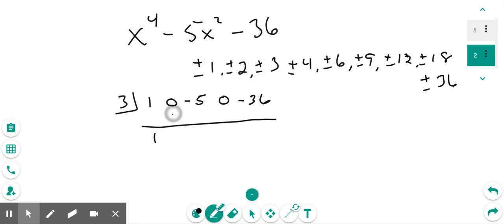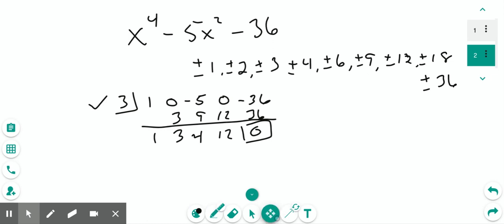Okay, now we'll run through our synthetic division again. There's 9, that's 4, that's 12, and then we get 36. Okay, so we got a remainder of 0. That means 3 is a real 0.